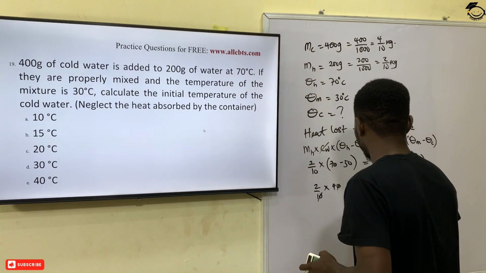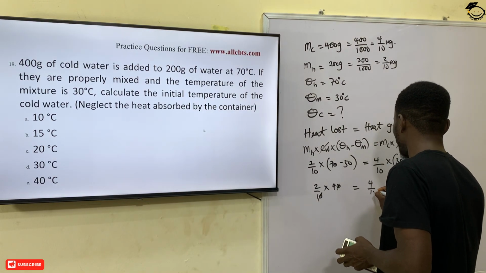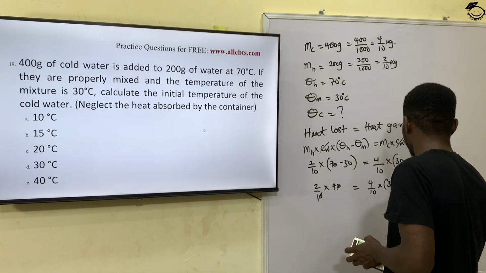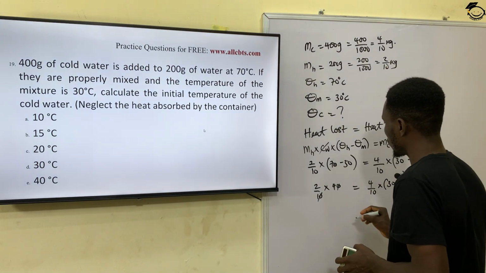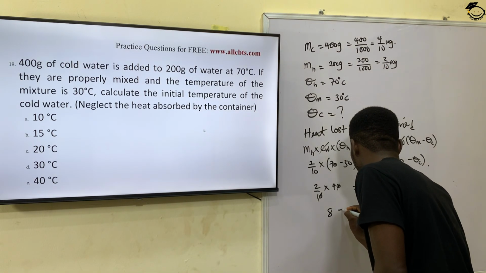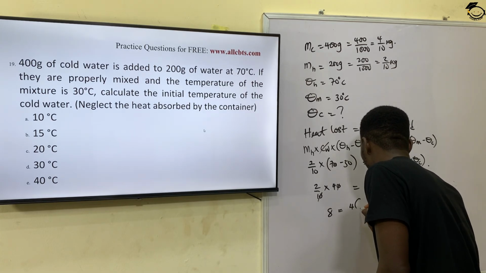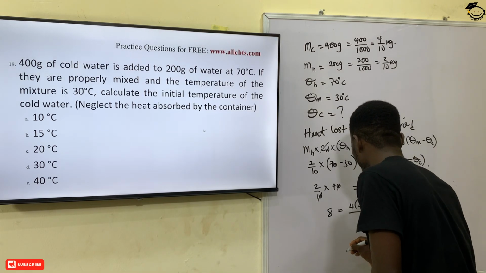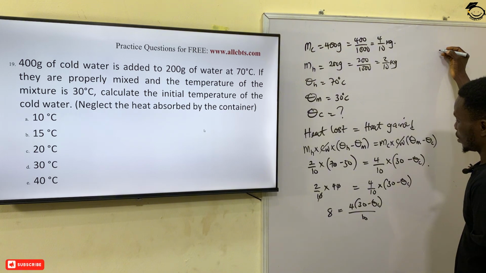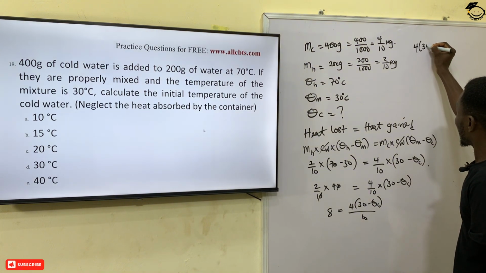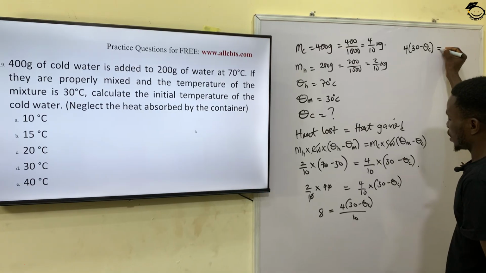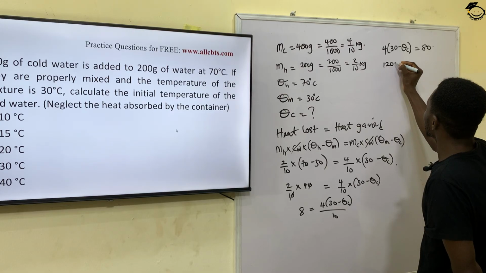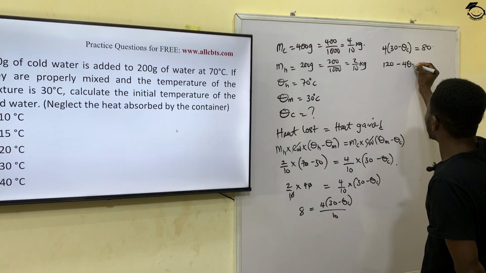So this is equal to 4 over 10 times 30 minus theta of the cold water. So this will give me 8 is equal to 4 open bracket 30 minus temperature of the cold water over 10. If I cross multiply, I'll have 4 open bracket 30 minus theta of cold water is equal to 80. If I open the bracket, this will give me 120 minus 4 theta of cold water is equal to 80.